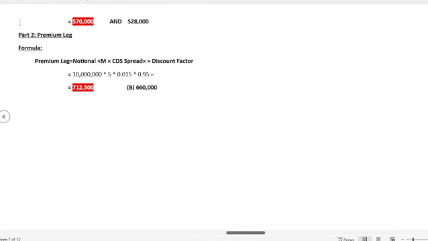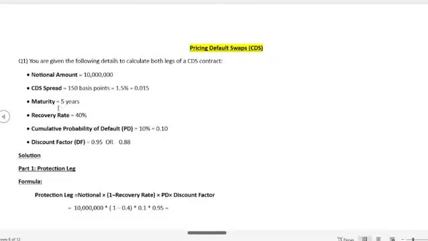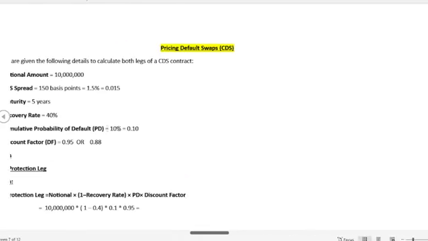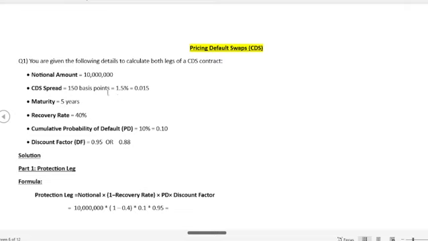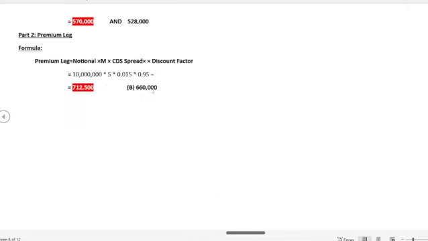Let's move toward part number 2, the premium leg. First of all, we have solved the protection leg. Secondly, we have to solve the premium leg. What is the premium leg? Premium leg equals notional into M into CDS spread into discount factor. Notional value is 10 million, into maturity of 5 years. CDS spread, you can see over here, is 0.015, which we have converted. Simply put the discount factor as 0.95. After solving this, we got 712,500. And if you put 0.88, we get this answer.